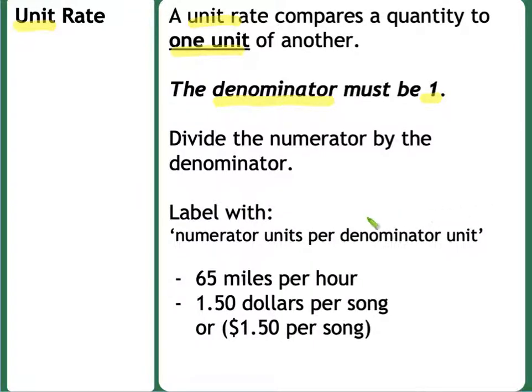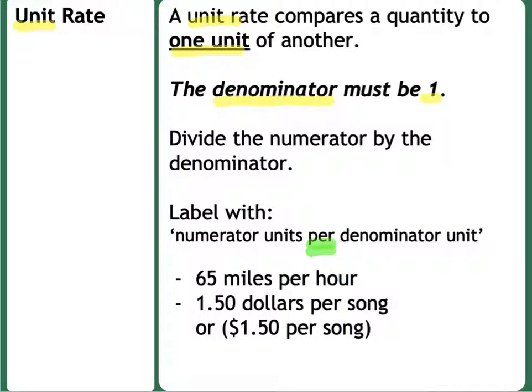Here's a super important point. When you write your final answer for a unit rate, use the word per. So it's the numerator's units per the denominator unit. So some common ones are like 65 miles per hour. That means you travel 65 miles for every hour, or in 1 hour. The next one we have $1.50 per song. So it costs $1.50 for 1 song.